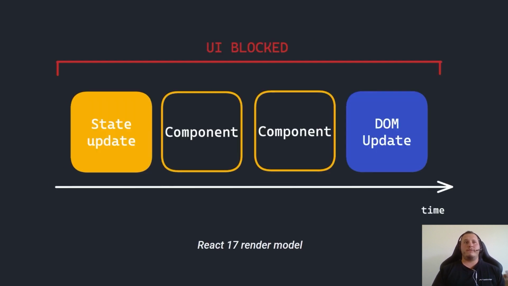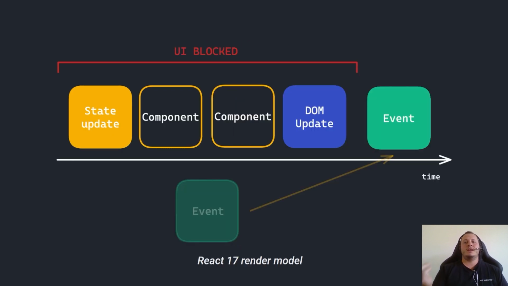So, from a set state call till the DOM was updated, the UI will be blocked, which can be an issue depending on how expensive the render is, because if it takes 3 or 4 seconds, the UI will be blocked during that period of time. If in between an event happens, React will have to wait until the current render process finishes in order to handle it. There's no way to interrupt it.